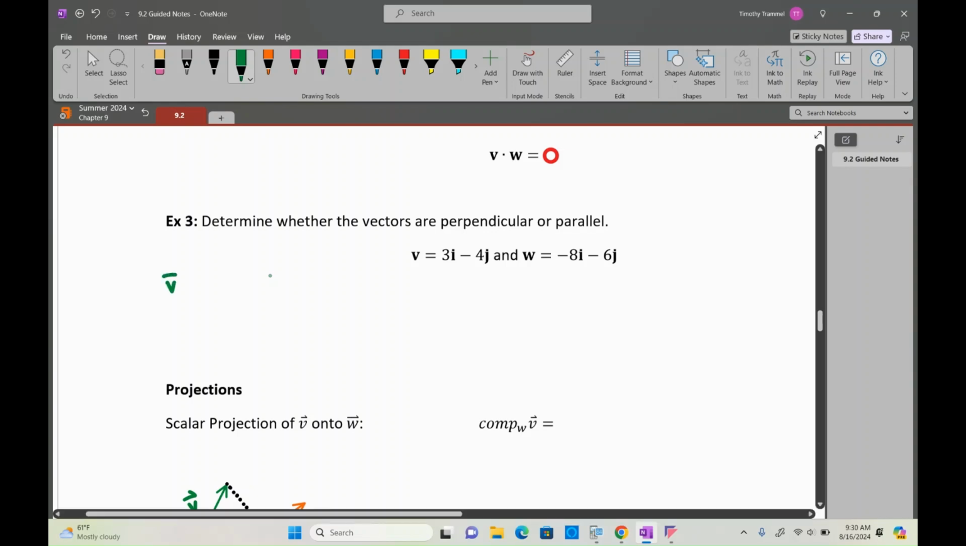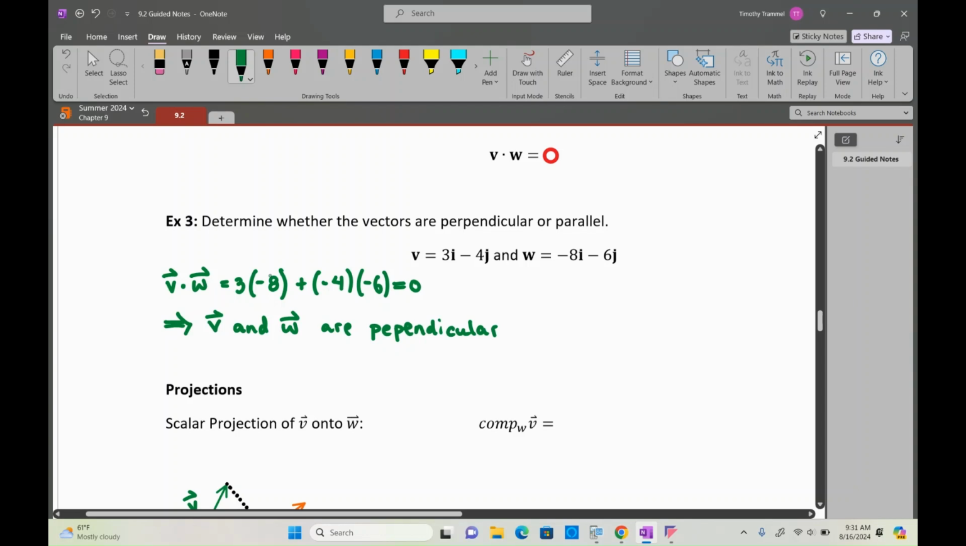So let's go ahead and do just that. If we find our dot product here, we have 3 times -8, and then we have -4 times -6. And so that is -24 plus 24, which does give us 0. And so that means that v and w here are perpendicular.